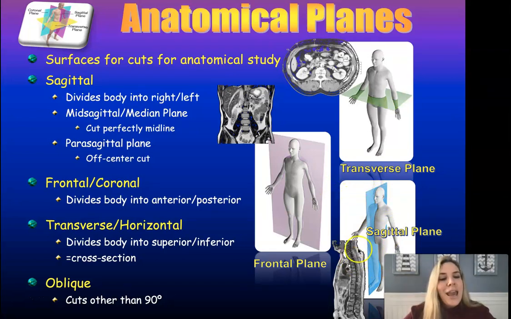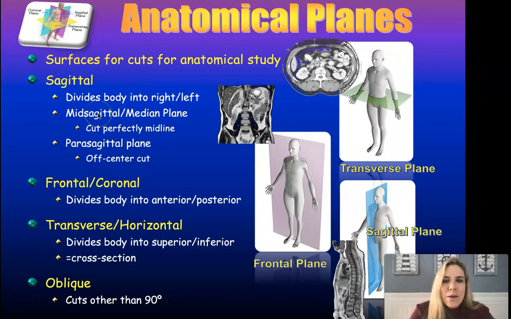And what's kind of cool is this picture here is an MRI photo of a cadaver where the MRI cut it straight down through the sagittal plane. So straight down like that. And that divides the person into two halves. So that's the sagittal plane. So you're dividing the body into right and left.